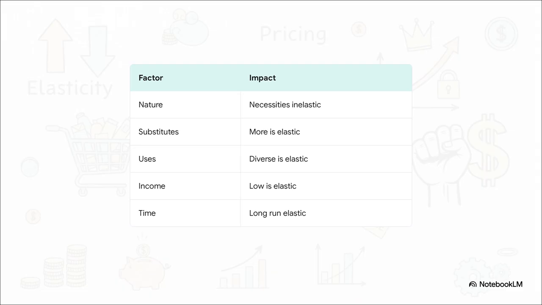Second, close substitutes. The more alternatives you have, the more elastic your demand is. Third is diversity of uses. If a product can be used for a bunch of different things, demand tends to be more elastic. Fourth is your income level. Generally, higher income folks are a lot less sensitive to price changes, while lower income consumers are highly elastic. And lastly, time horizon. In the short run, you're kind of stuck in your habits, making your demand inelastic. Give it a few years, though, you'll find alternatives, making your demand way more elastic in the long run.